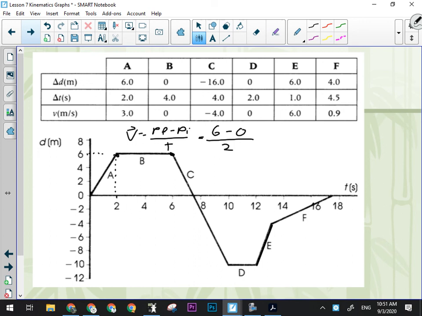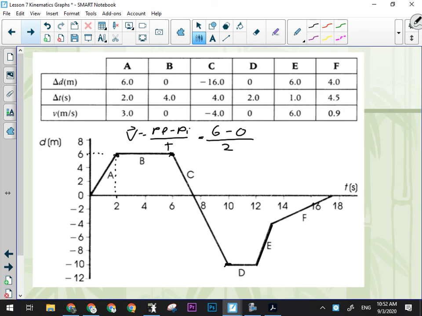Okay. All right, what's going on in part C? It's going in a different direction. Yeah, it's going in the opposite direction. Now its position is changing from positive 6 to negative 10. It must be moving backwards. Is it accelerating backwards or moving backwards at a constant velocity? Moving at a constant velocity. We're seeing a uniform change in position. If it was accelerating, what would it look like? It'd be a curve.